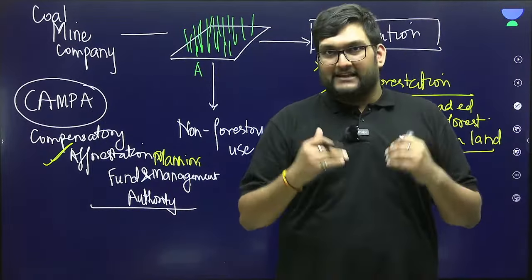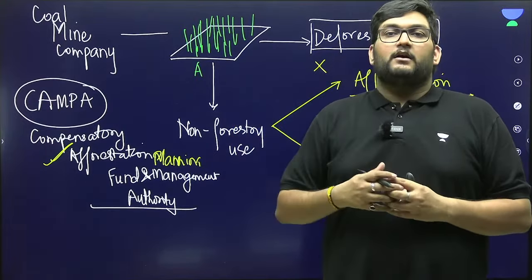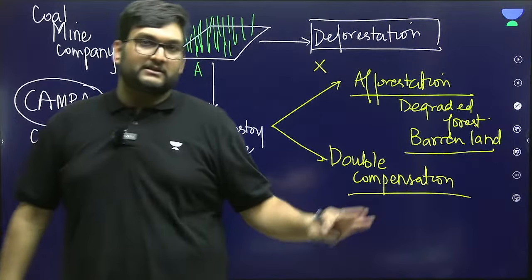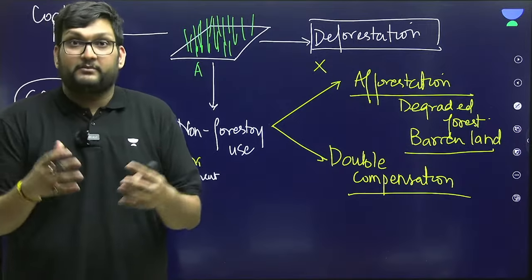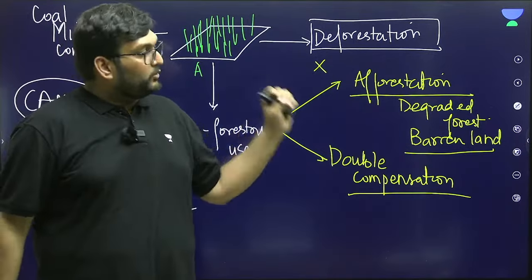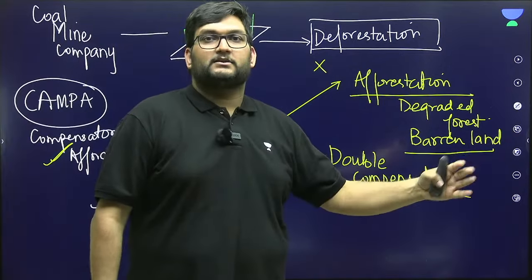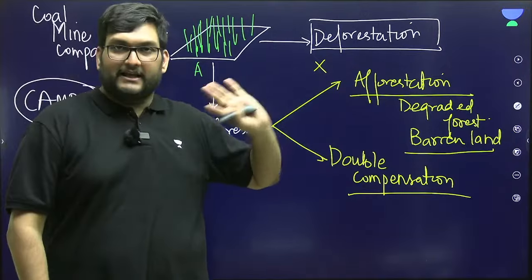Crores of rupees as of right now are locked into the CAMPA fund with no use itself, because they don't know where to afforest. They don't know what to do with this money because this money cannot be diverted to other places. It can only be used for afforestation. Now we are cutting the forests. Forests are not being afforested. And more than that, this fund is lying down.